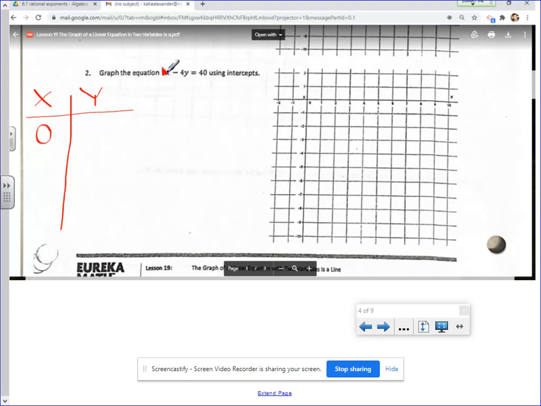I'm going to color those out, you don't need to do that. I'm just showing you what goes away. So we're left with negative 4y equals 40. So what would I need to divide by to solve for y? What's right in front of my y? So I've got to divide by negative 4, and your answer is y equals negative 10. So underneath y, when you make x 0, your y is negative 10.